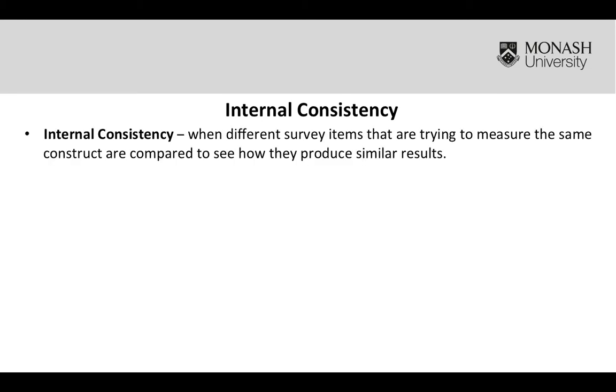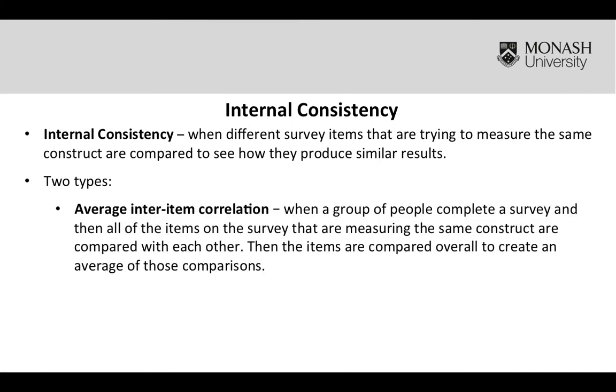And then you have internal consistency, which is the most relied upon reliability analysis of a survey. So internal consistency is when different survey items that are trying to measure the same construct are compared to see how well they produce similar results. There are two types: average inter-item correlation, when a group of people complete a survey and all of the items on the survey that are measuring the same construct are compared with each other. Then the items are compared overall to create an average of those comparisons. So you get an inter-item correlation, which you would expect to be quite high amongst all of your items.